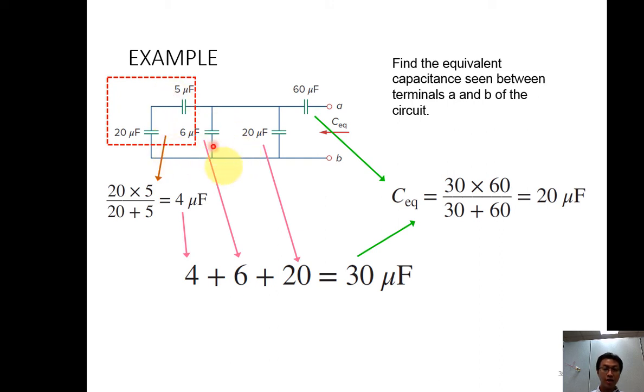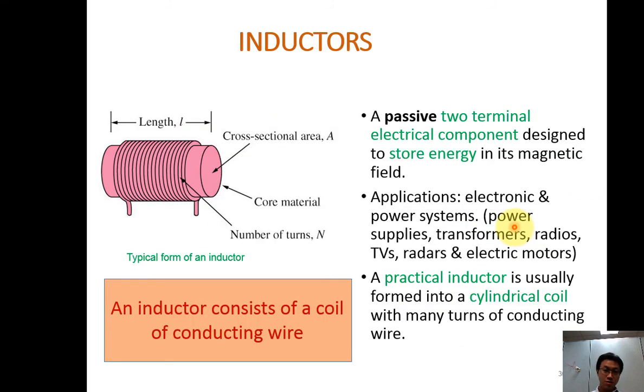is in parallel with a 6 microfarad, and also parallel with a 20 microfarad. So I use 4 plus 6 plus 20 equals 30 microfarad. And then this 30 microfarad is actually connected in series with a 60 microfarad. So I use 30 times 60 divided by 30 plus 60, which becomes 20 microfarad. This is the equivalent circuit.